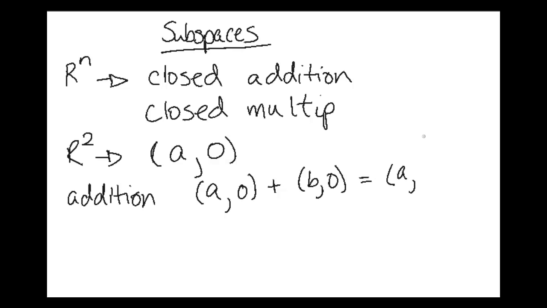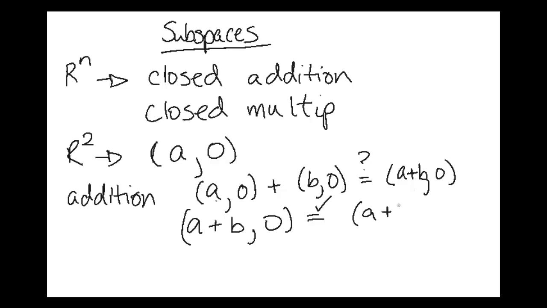Oops. Come on, eraser. There you are. Of some number, 0. Do I get that same pattern? That's the question. Well, sure enough, you should be able to see that when I add my x terms here, I get a plus b, and 0 plus 0 is 0. So, true enough, those two are equal.